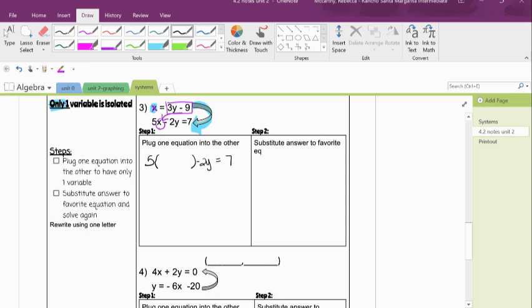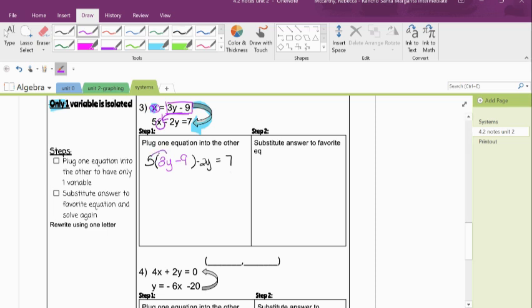So I need an x, and I have a y, so I'm going to rewrite my second equation with nothing but y's, just like what we were doing with fair trades. I just need one variable. So I'm going to take this x answer, which is this, and I'm going to plug it into that x. So I have 3y minus 9. Now everything is in terms of y.